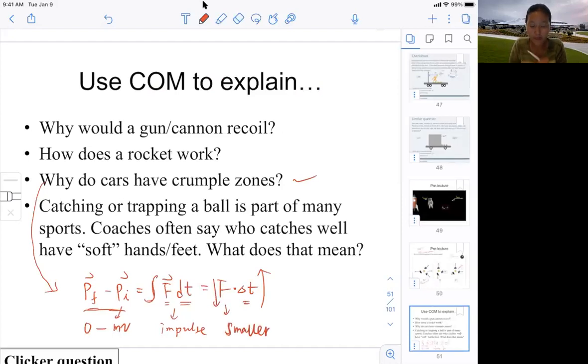Very good. Last question. Catching or trapping a ball is part of many sports. Coaches often say those who catch well have soft hands or soft feet. What does that mean? Again, you can use conservation of momentum to explain this fact. Anybody would like to try that? It also uses this equation.